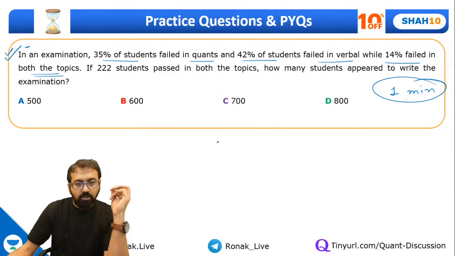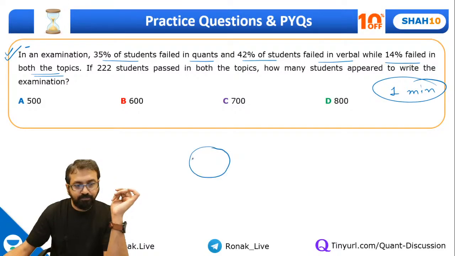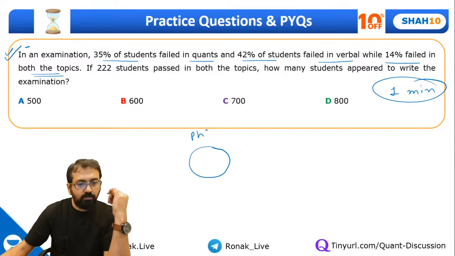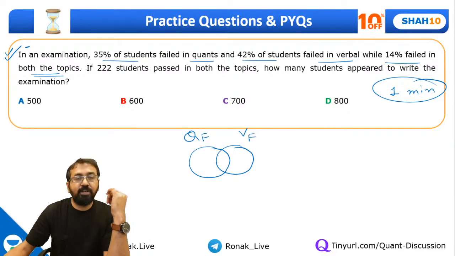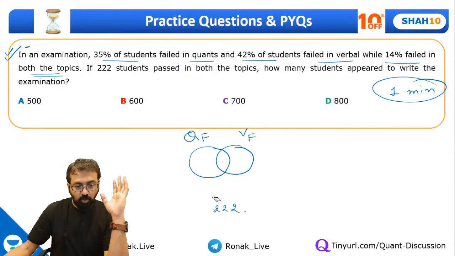Okay, so guys, this is how you can do it. This is students who failed in physics. So sorry, it's not about physics, it's about quant. So QF means failed in quant, VF means failed in verbal, and this indicates number of students who failed in both. So outside region indicates number of students who passed in both. So that is given as 222. Remember this thing. Okay, this outside region is 222.